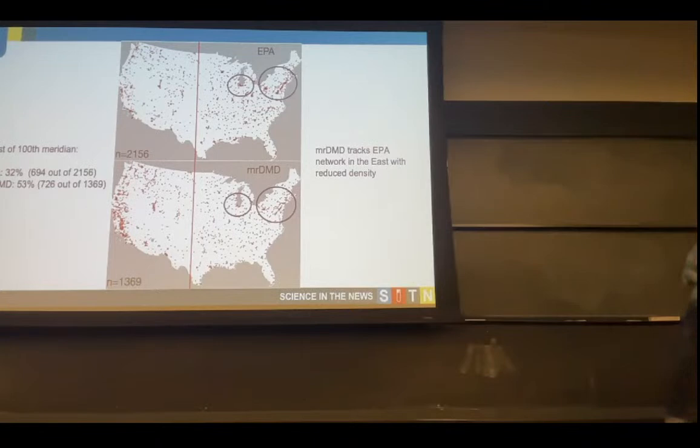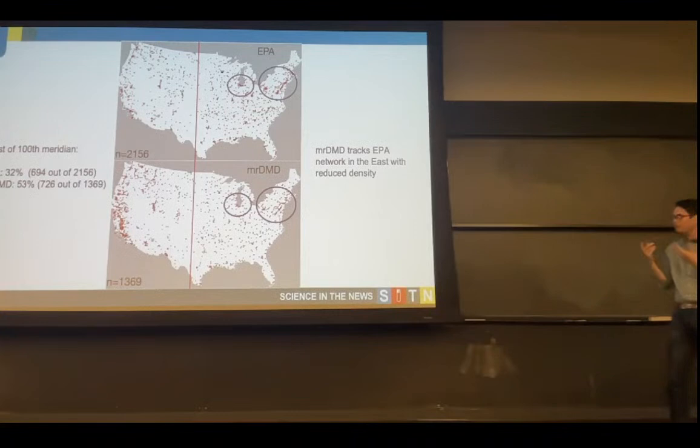If we draw a line at the 100th meridian, cutting the country in half, you see that the EPA only has a third of their sensors in the West, whereas we have over half of the sensors from this DMD network. And you might say, hey, actually, they're similar amounts of sensors. Both have around 700 in the Western United States. But it's the distribution of those sensors that is quite different. I should also note that there's almost 1,000 fewer sensors in this DMD sensor network that we propose.